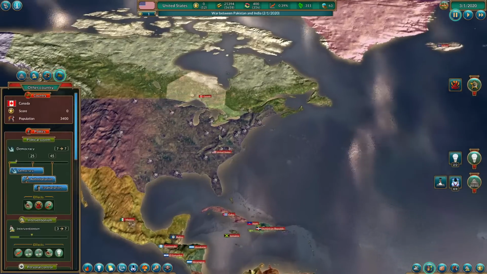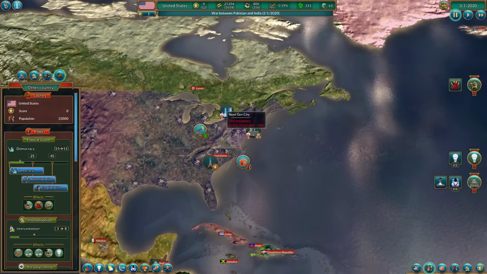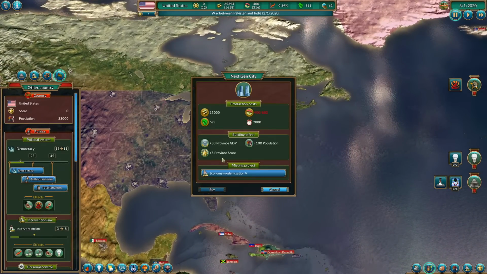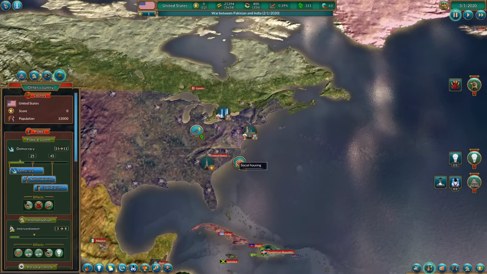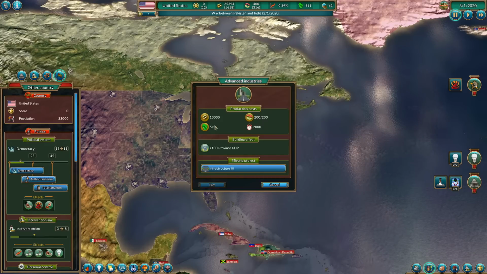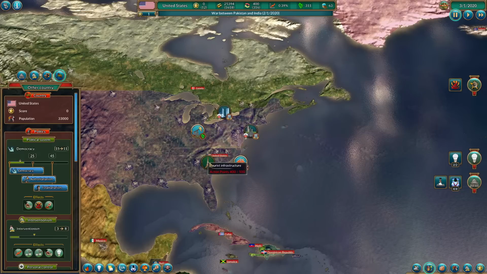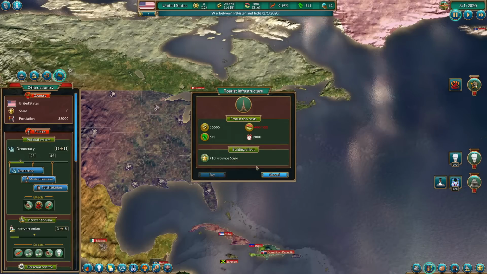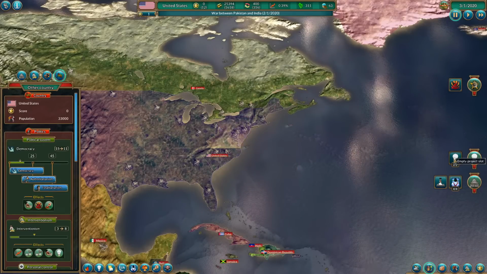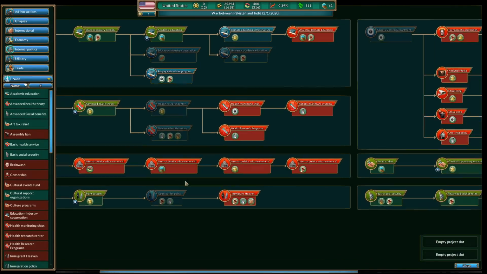This can be somewhat controlled by right-clicking and building certain things. The next gen city can add GDP and score, also some population. Social housing adds population. You basically almost never want that. Advanced industries adds GDP. That is pretty good. Tourist infrastructure adds score. Very, very important for action point generation and for your research, so I would definitely recommend doing that.